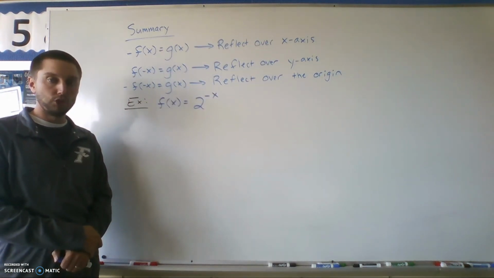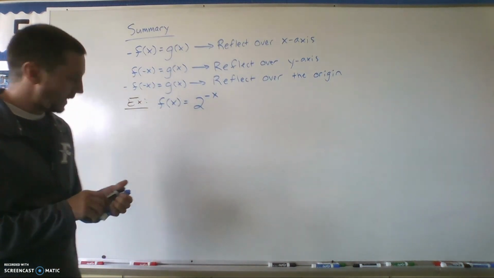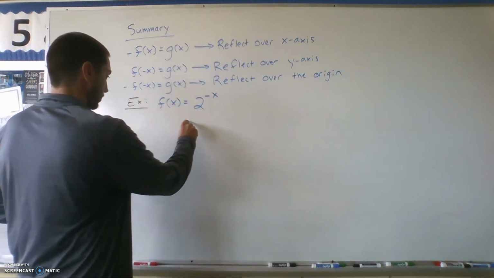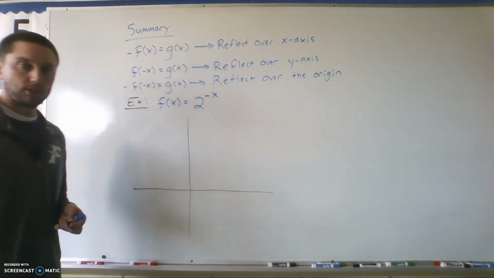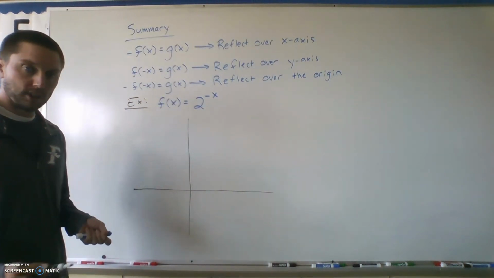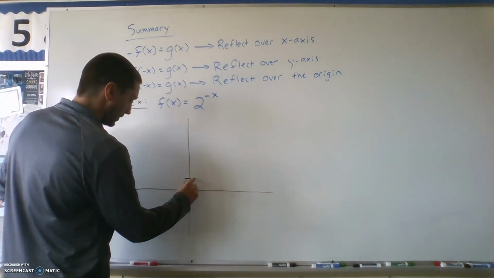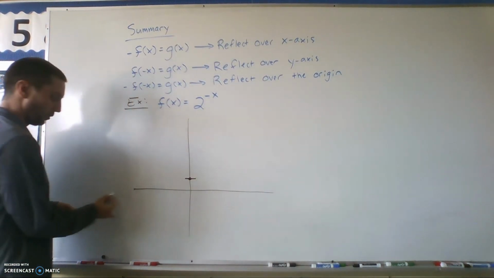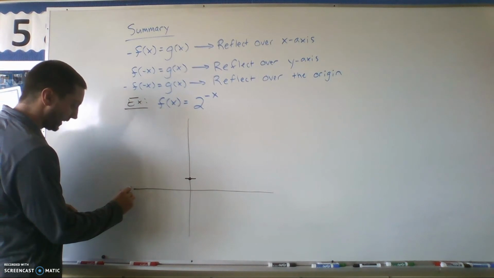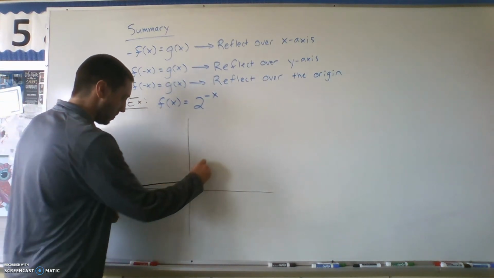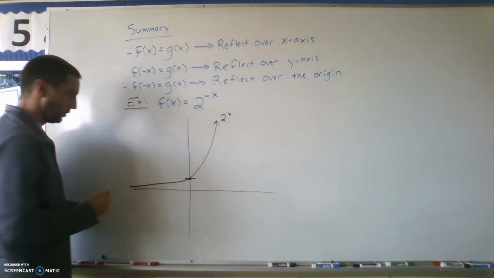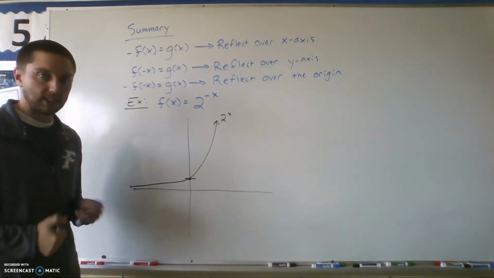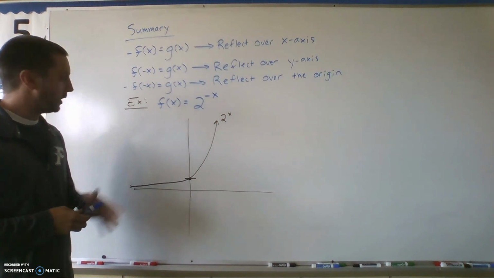Okay, so let's try another one. f of x equals 2 to the negative x. So step 1, who's my parent function? My parent function is 2 to the x. So what does 2 to the x look like? It has a y-intercept of 1. It has a horizontal asymptote at 0 that it's flattening out to. So this is my parent function, 2 to the x. Okay, so that's step 1.